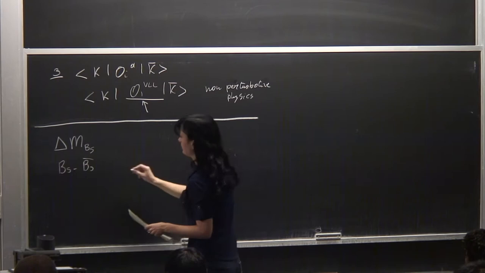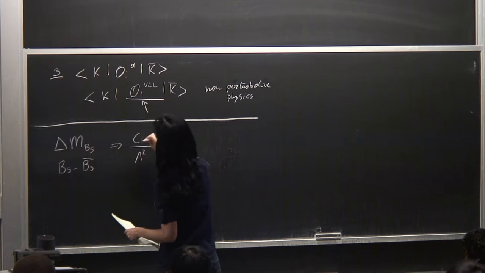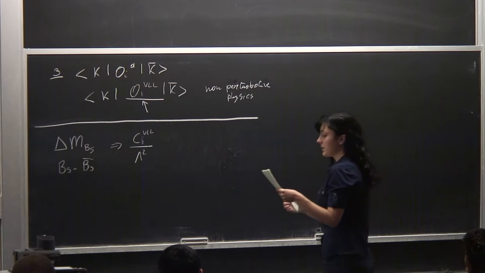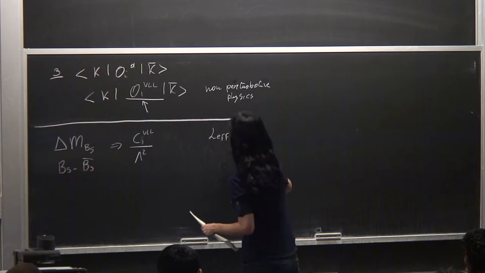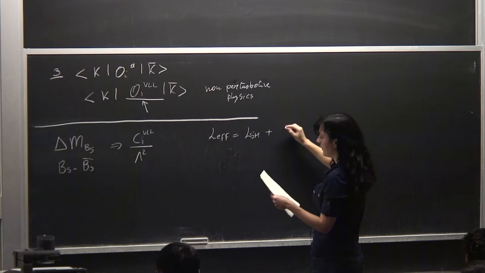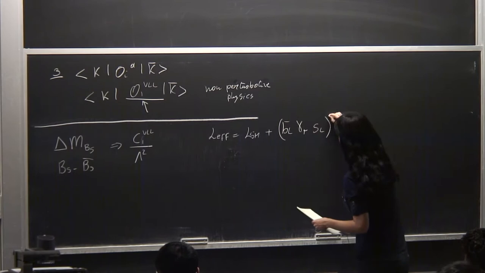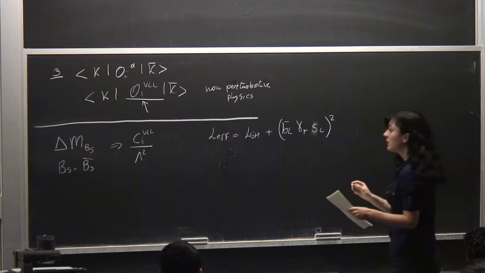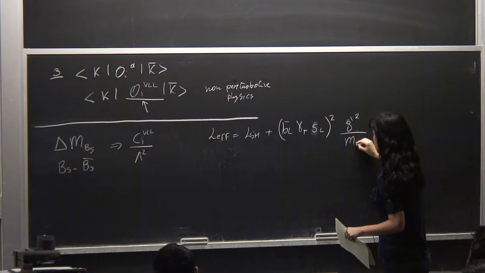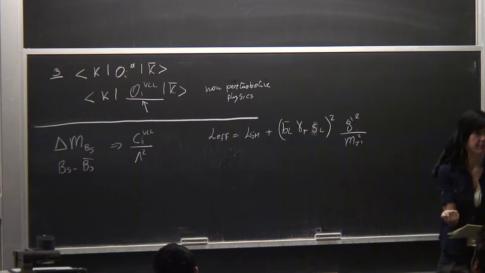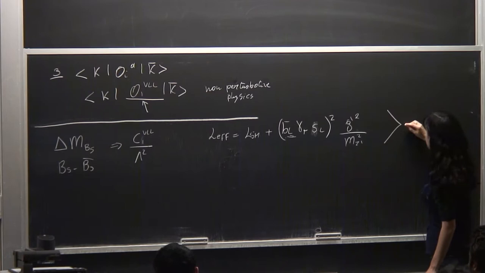So what is the C_i over lambda squared I'm probing, in particular this C1 V left left? The idea is that my effective Lagrangian will be the standard model one that we have seen. Then, since I have this operator, gamma mu S left squared, I will have a Wilson coefficient that can look, for example, like this, M_Z prime squared. So the idea is that I'm thinking about a theory with a new Z prime that couples to left-handed quarks, giving a tree-level diagram like this.